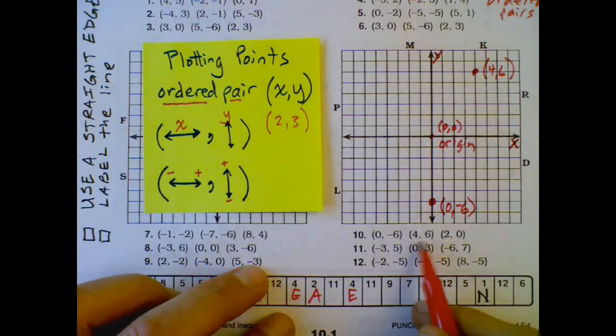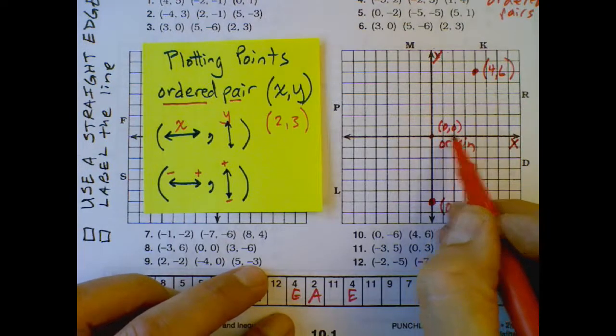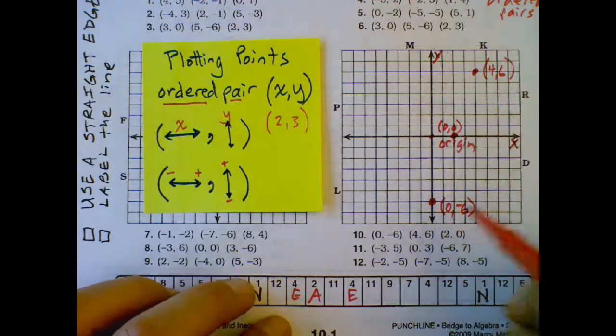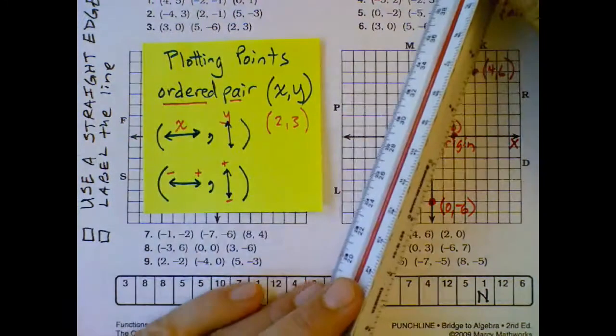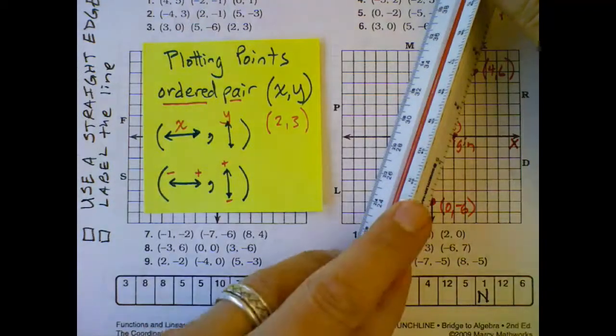My last point is 2, 0. So that means I'm going to start here. I'm going to go over 2, 1, 2, and 0 in the y direction. So I have these 3 points. And in this little exercise, what they want you to do, after you've plotted them, is draw a line. And I'm going to draw a line so that it goes outside the grid. That's what the directions want me to do.